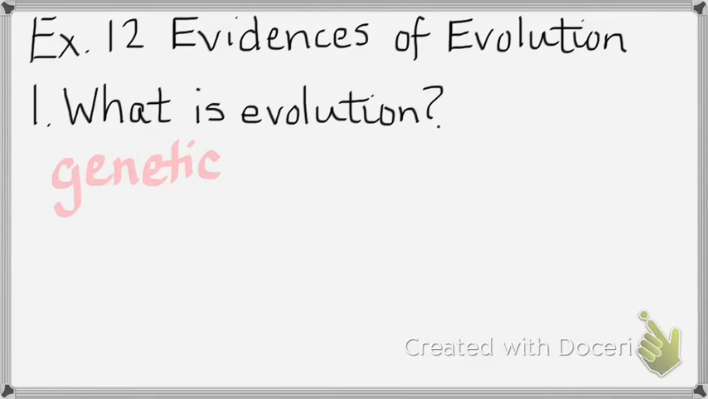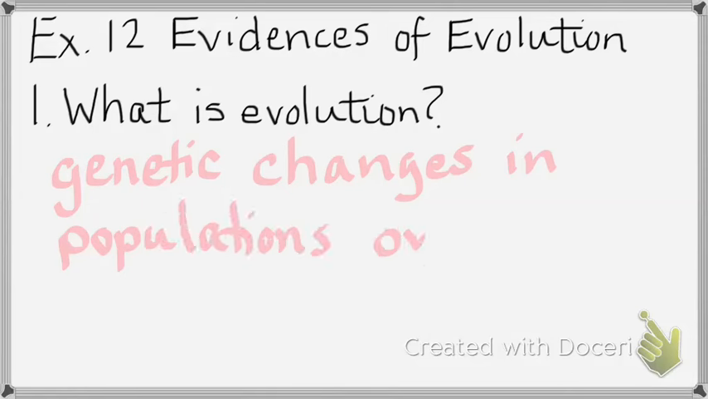Okay, so you could probably come up with this definition without thinking about it. If you wonder where I'm getting this, I hope you wrote it down in your lab manual on page 149. We've been talking about evolution for a couple weeks now, and I hope at least the biological definition of evolution has kind of sunk in, where it's the genetic change in populations over time. Genetic change in populations over time. Okay, on the definition.